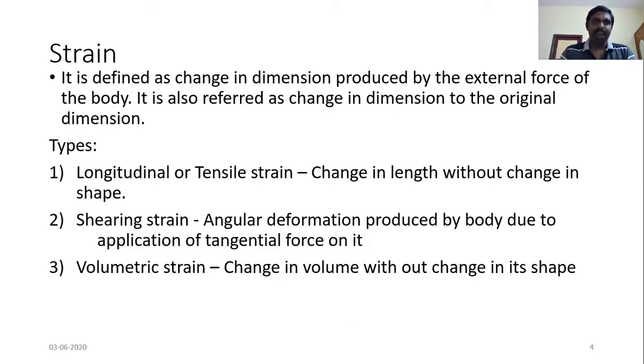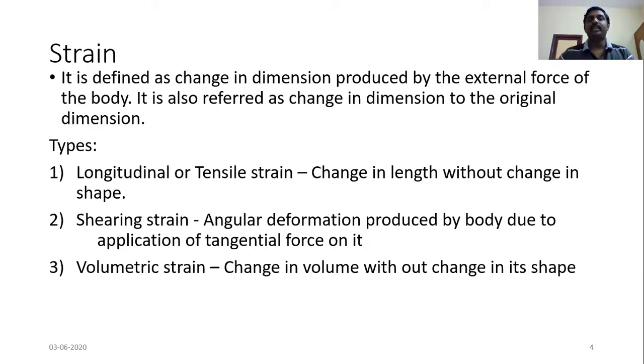What is called a strain? It's a change in dimension produced by the external stress with respect to the body from its original position. That is, a small kind of deformation or a small change in dimension with respect to its original dimension, either in terms of length, volume, surface, or angular deformation. That is known as strain.